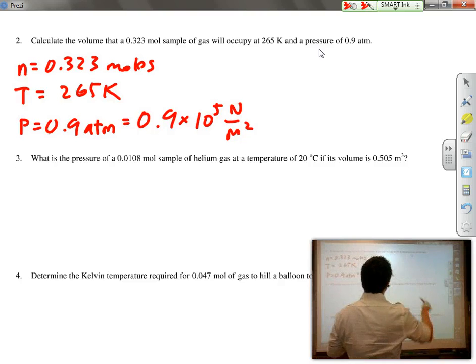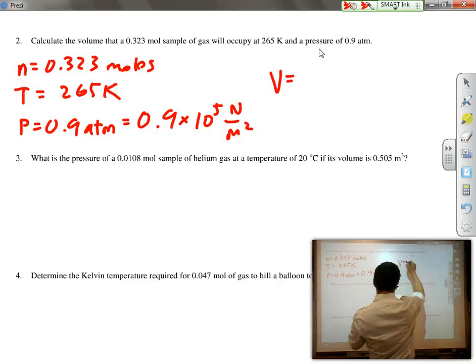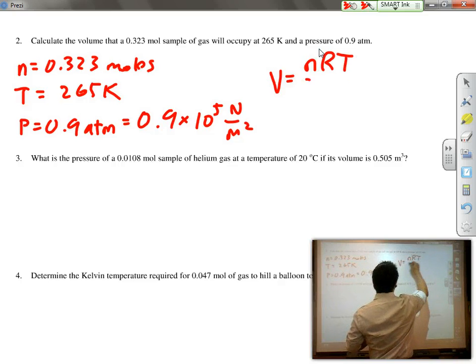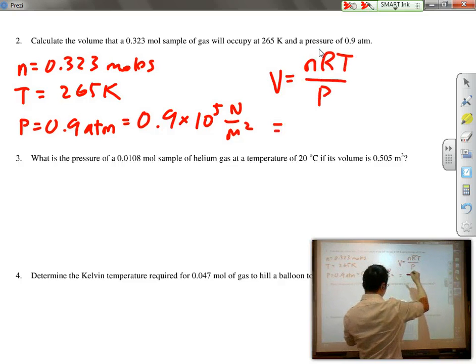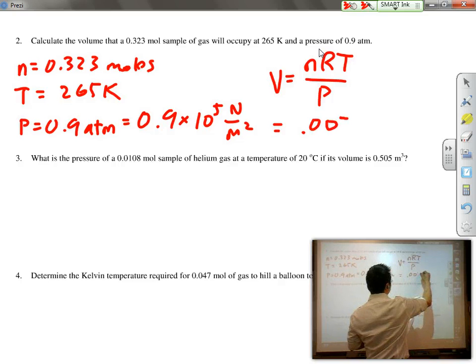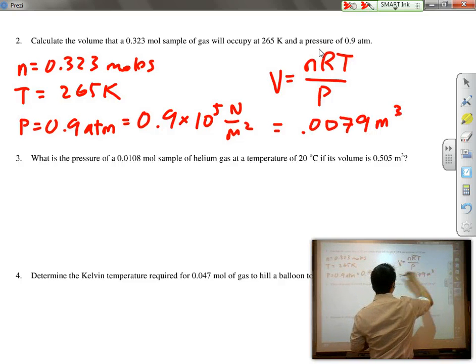So when you plug this all in, volume is simply equal to nRT divided by P. You plug in your numbers and you get 0.0079 meters cubed.